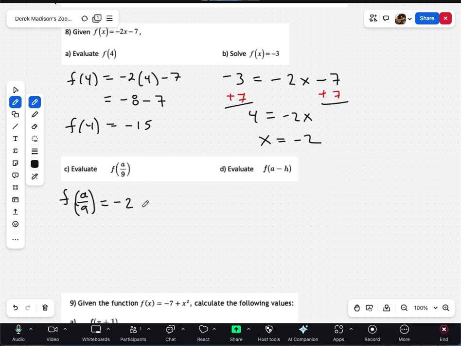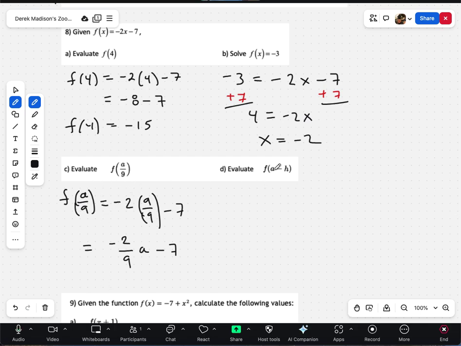So this is going to be negative 2 times a over 9. My a's and 9's kind of look the same. And then minus 7. Cleaning that up slightly, I could write that a couple of ways. I could write it as negative 2/9 a minus 7, or I could have the a in the numerator, negative 2a over 9. Those mean the exact same thing. But there's that function evaluated at a over 9.